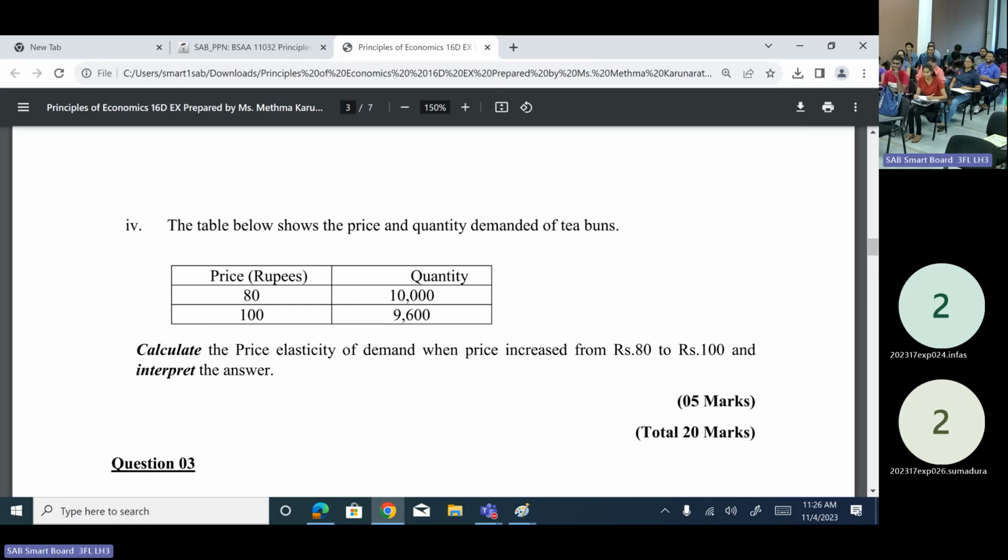So, the table below shows the price and quantity demanded of 3 months. Calculate the price elasticity of demand when price increases from 80 to 100 and interpret the answer. This similar one we have done, I think. The same thing we did. Can you do it anyway? PED. So you all should be able to calculate YED, XED, right? This paper, micro is easy, macro is difficult.